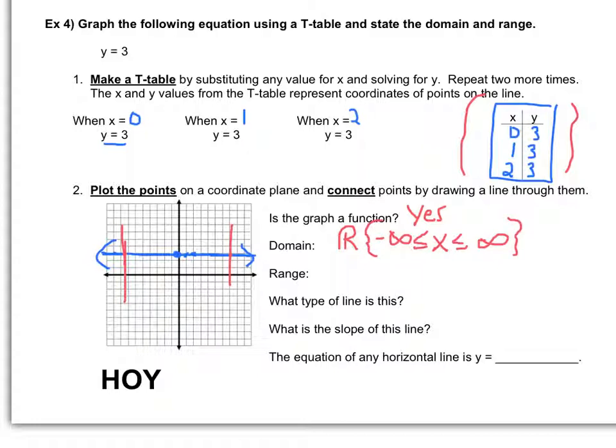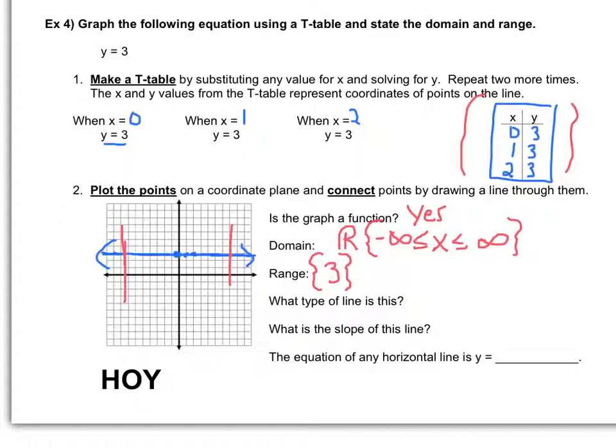And then the range, well, what is the range? Remember, range is the y values, or the values that go up and down, but it doesn't go anywhere up and down except for 3. So the y is always 3. So your range is going to be equal to 3. The only value that y could be is 3.